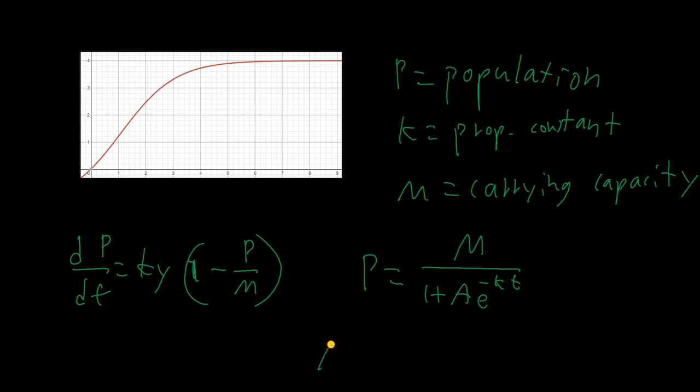You can solve for A as the carrying capacity minus the initial population, divided by the initial population. So once you get the equations, with these three equations down, it's just the same thing as before. You're given equations, you're given values, you use these equations, plug them in, and then you'll get your answers.